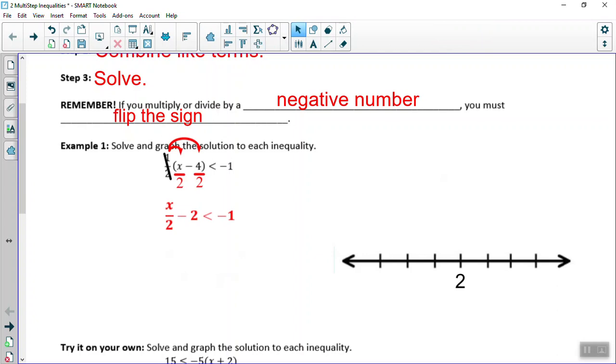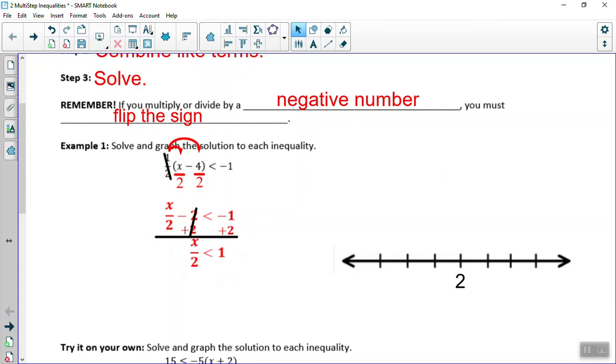Alright, now from there, I can finish solving this. In order to do that, I need to isolate my term that has the variable. That's this term right here. So to do that, I'm going to add 2 to both sides. And when I do that, I always like to draw my line. I get to cancel those out. And then we're down to x over 2 is less than 1.